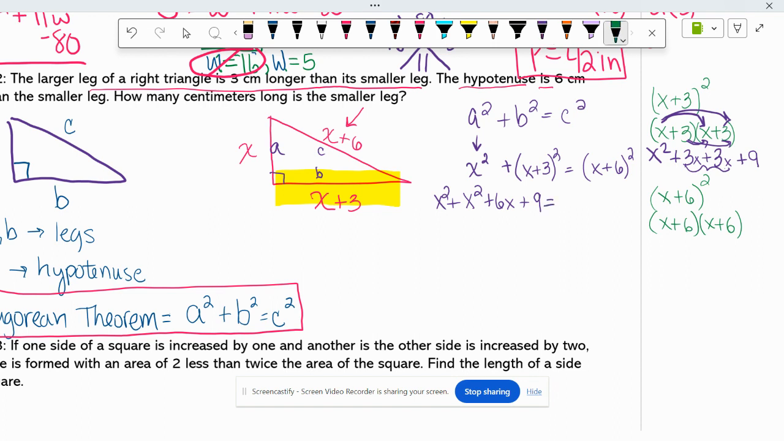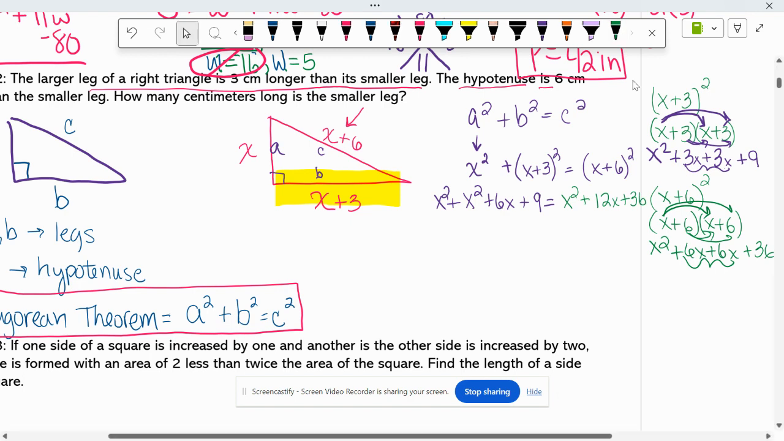Now we have to do this problem. X times X is X squared. X times 6 is 6X, 6 times X is 6X, and 6 times 6 is 36. Can we combine these two? So I get X squared, and 6 plus 6 is 12X, plus 36.